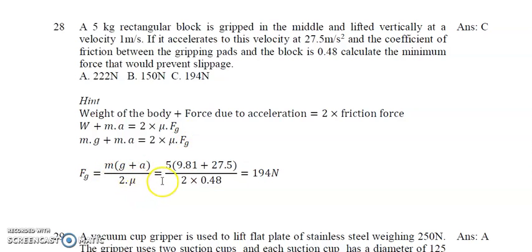Substituting the values, the mass is 5 kg, G is 9.81, the acceleration given is 27.5 meter per second square, divided by 2 into the coefficient of friction mu, which is 0.48. Then calculating this, the gripping force is equal to 194 Newton. That is the answer C, 194 Newton.